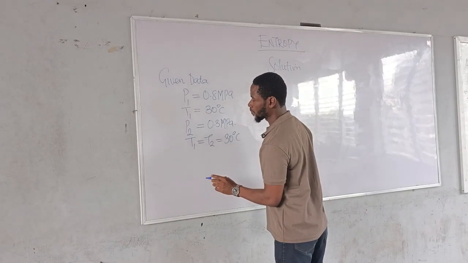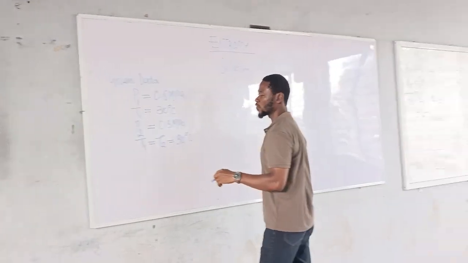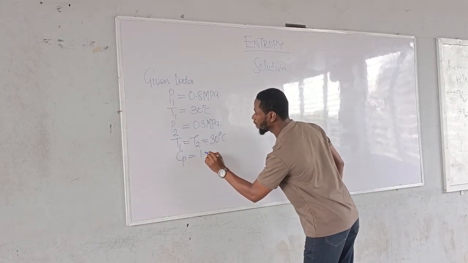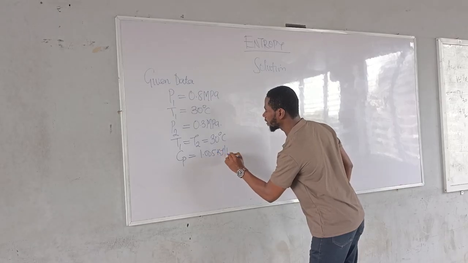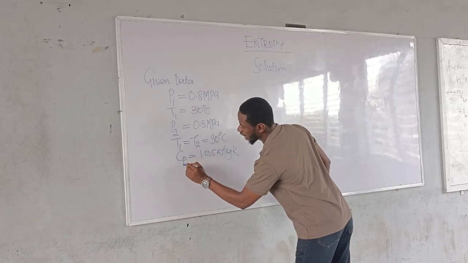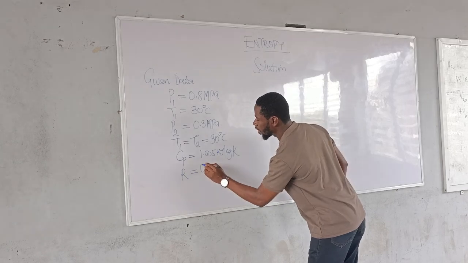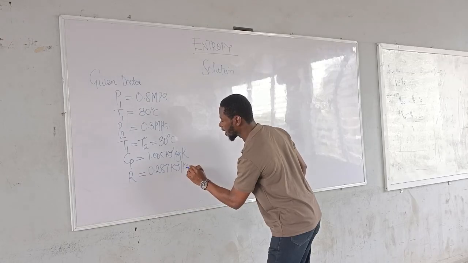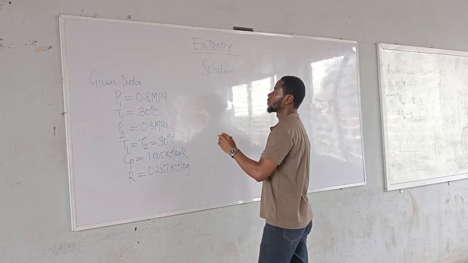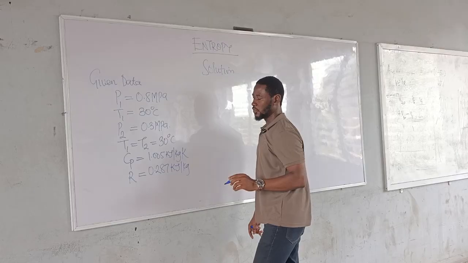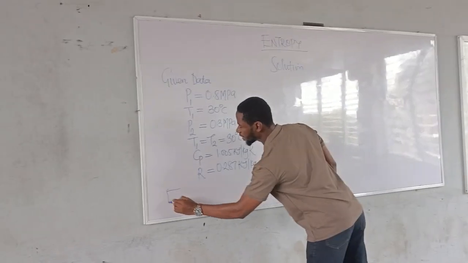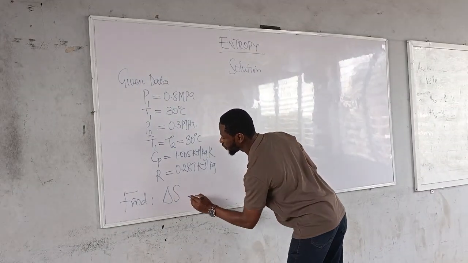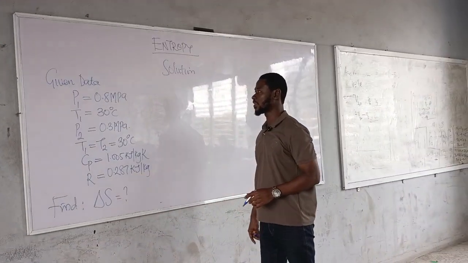Before we move to the second step, we are given some constants. Cp for air, 1.005 kilojoule per kilogram Kelvin. And we are given R to be 0.287 kilojoule per kilogram Kelvin. Then the second step, we should define the unknown terms. Find the change in entropy of the system, which is what we are asked to determine.